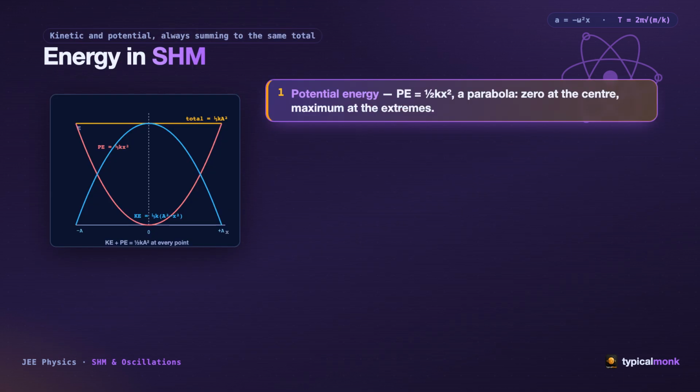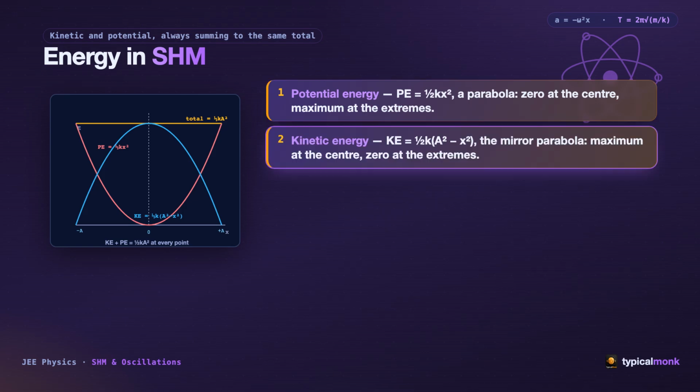Now the energy and how it moves. Look at the plot of energy against displacement. The potential energy U equals half kx squared, a parabola, 0 at the center and maximum at the extremes where the spring is most stretched. The kinetic energy K equals half k times A squared minus x squared, the mirror parabola, maximum at the center where the mass moves fastest and 0 at the extremes.